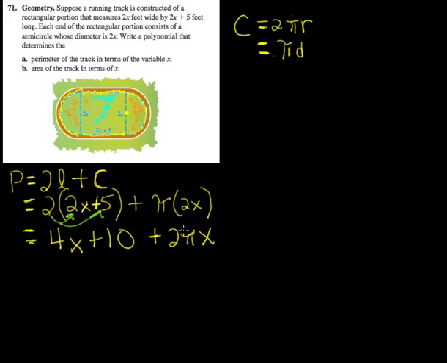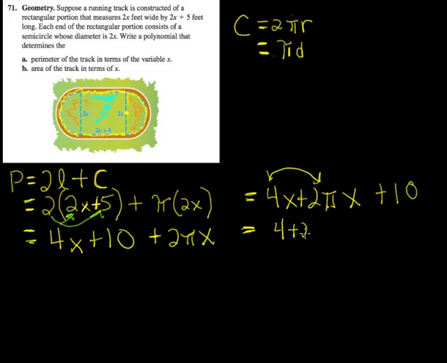Now, I'm going to rewrite this in descending order as 4x plus 2 pi x plus 10. And you'll find a lot of textbooks, because I can add these coefficients of x, will do that. They'll go 4 plus 2 pi times x plus 10. Now, when you go to enter things into a calculator or actually use these, the 2 pi plus 4 you can approximate to a decimal.